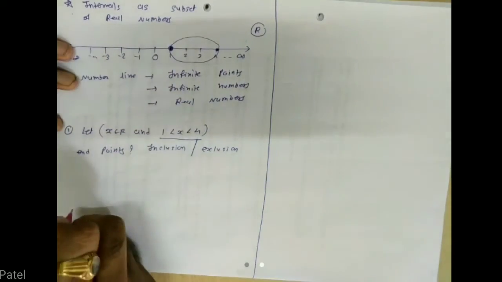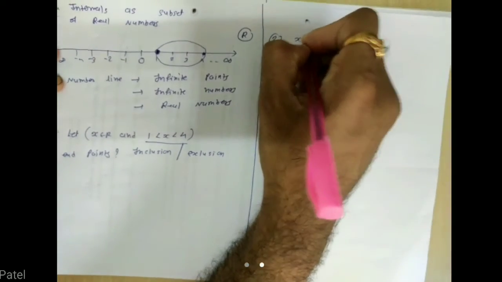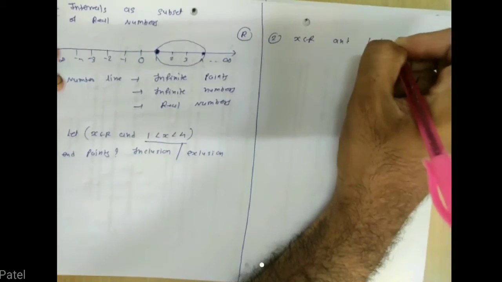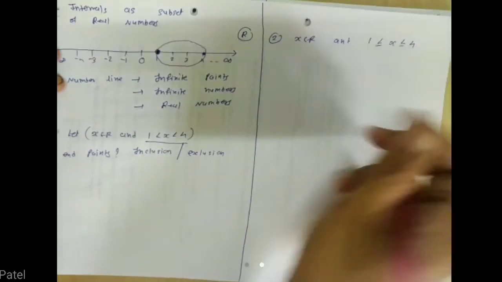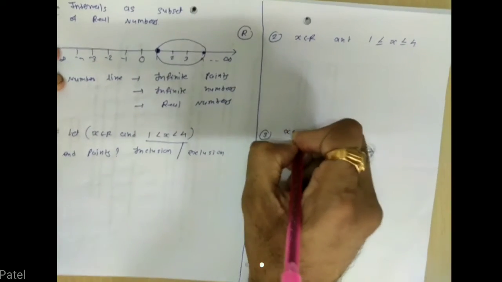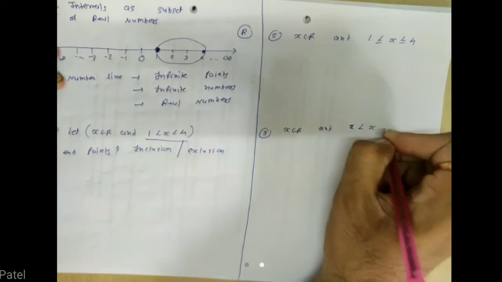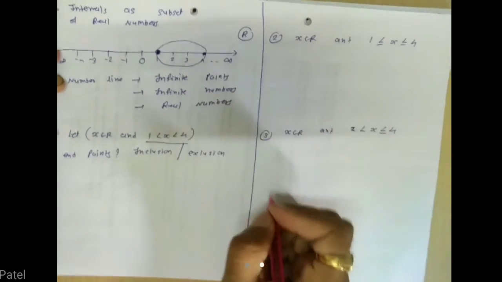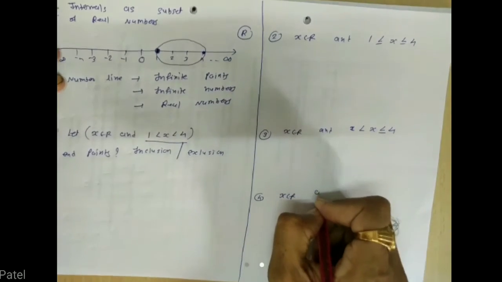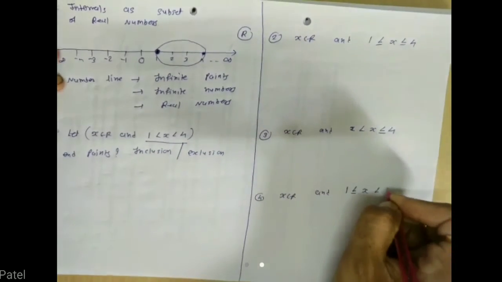सेकंड केस, suppose x belongs to R and we are considering both endpoints, 1 less than equal to x less than equal to 4. This is our second case. Third case, x belongs to R and we are not considering 1 less than x, but we are considering 4. And the fourth case, x belongs to R and we are considering 1 less than equal to x less than 4. अभी समझ में आ गया?